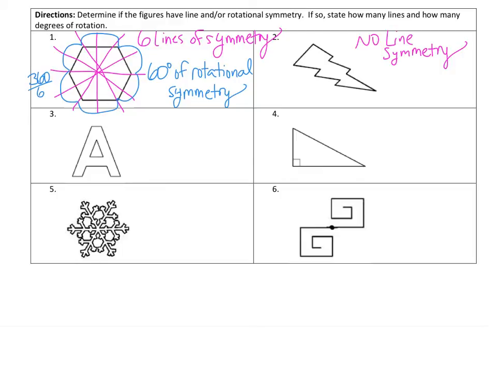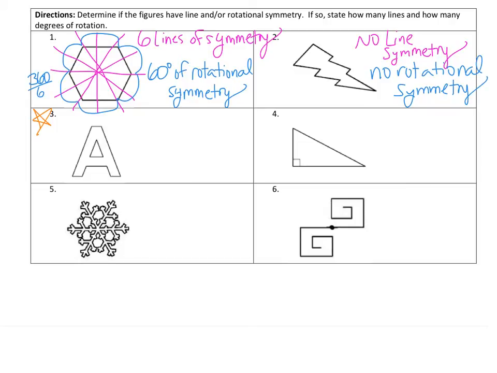Rotational symmetry, kind of for the same reason, this is a very identifying mark right here, so if we turn it around, it'd have to turn around all the way in 360 degrees before it would line up on top of itself again. And it has to be less than 360 degrees, so there would be no rotational symmetry for number 2. Number 3, I would like you now to tell me the line symmetry for number 3.